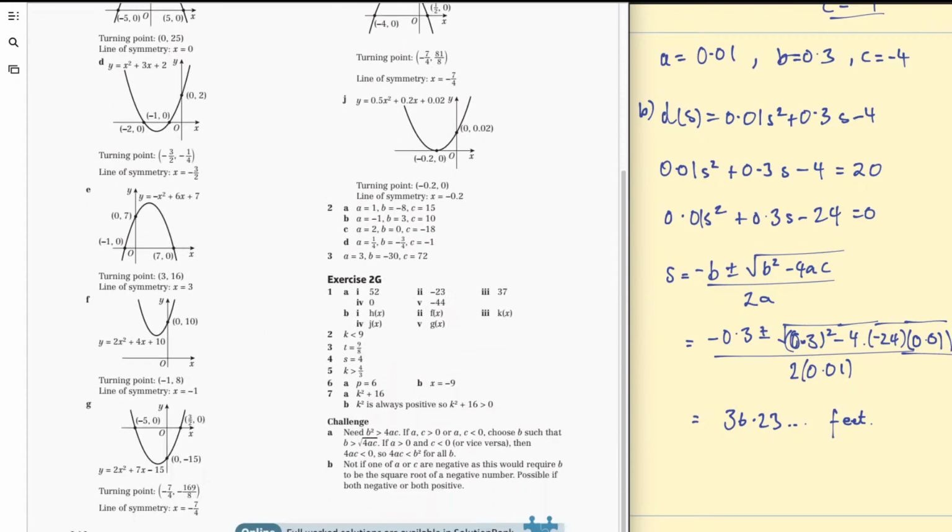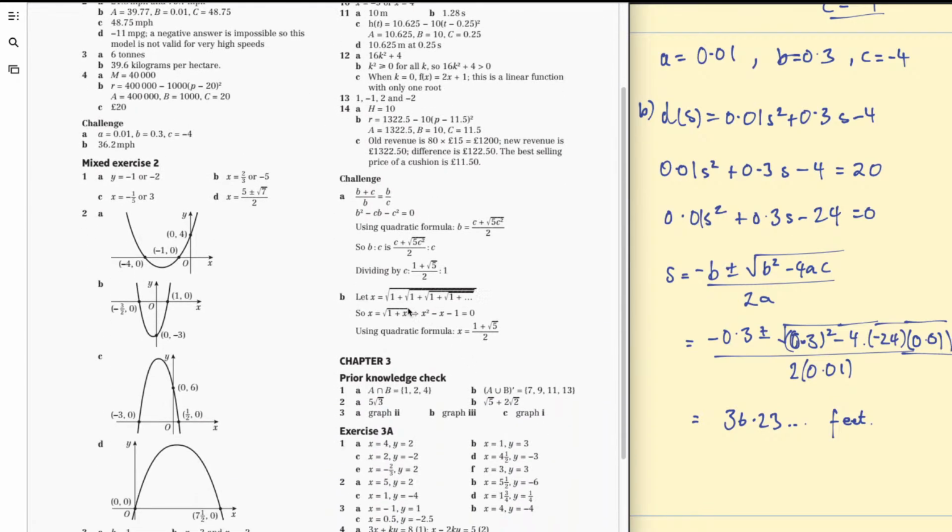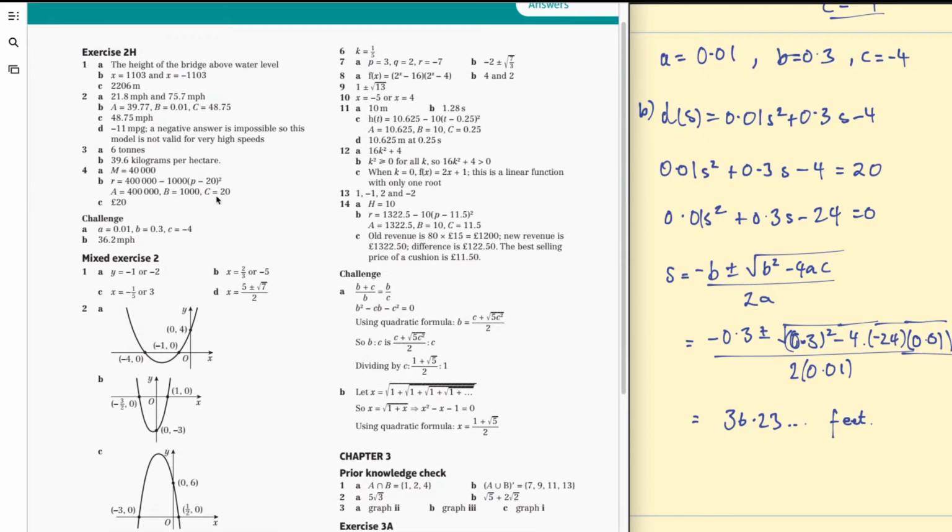So that was the end of the last exercise. And if I got these all incorrect, then I quit mathematics forever. A 0.01, B 0.3, C -4, and the stopping distance, sorry, that was speed. That was speed, not stopping distance. Miles per hour. So I got that wrong because I didn't use the correct units. Alrighty. Well, there you go.